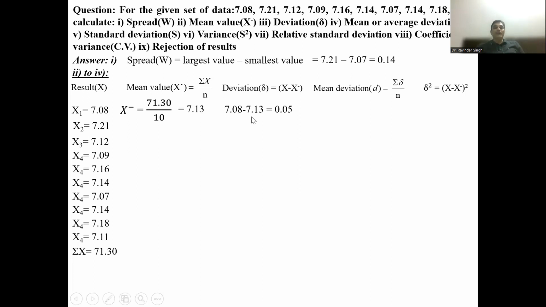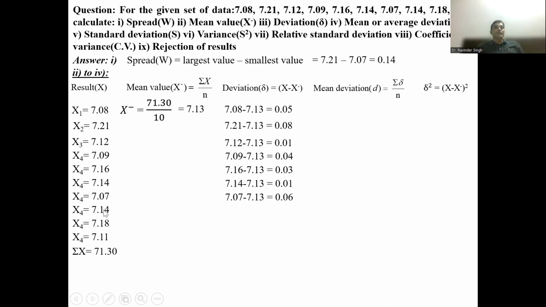So 7.08 minus 7.13, 0.05. Next one is 7.21. Now we will take the difference, and the answer comes out to be 0.08. Now we will take the difference of 7.12 with the mean value. Next, the difference of 7.09 with the mean value. Now the difference of 7.16. Now the difference of 7.14. Take the difference of 7.07. Next, we will take the difference of 7.14 with the average value.